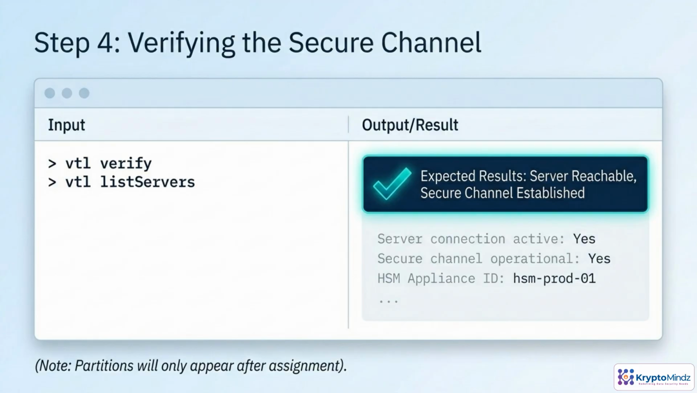After certificates are exchanged and trust is configured, always validate the secure path before blaming your application. Run a tool like VTL Verify to confirm that the HSM is reachable and that the secure channel is actually up. Then use VTL listServers or your equivalent to check that the correct HSM ID appears. Remember, you'll only see partition or slot entries once both trust is established and partitions are assigned correctly.